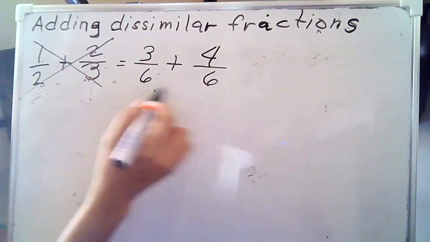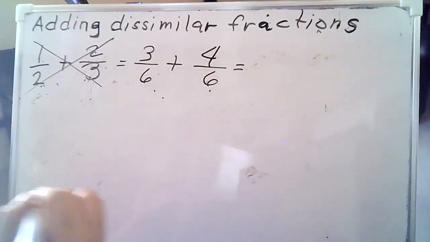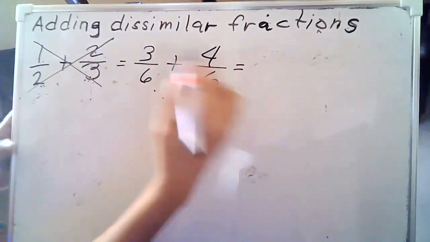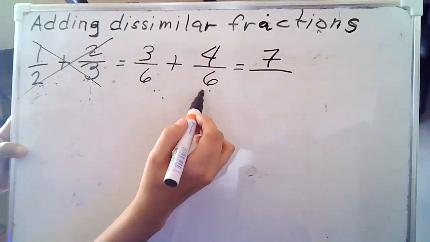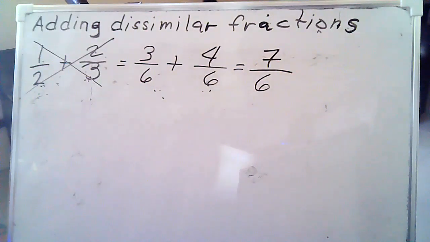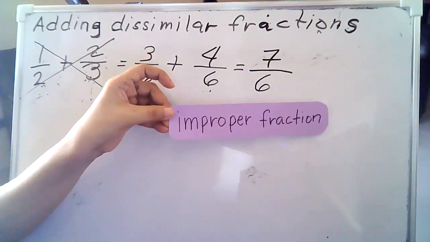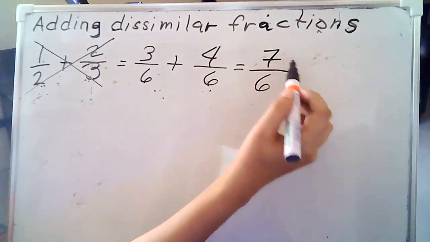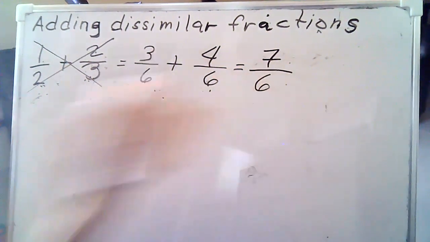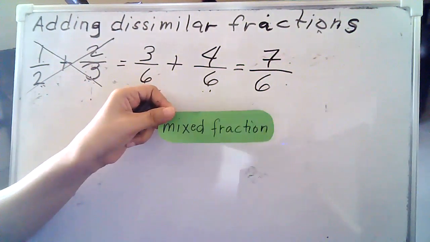Now, since they have the same denominator, you can now add 3/6 plus 4/6. So 3 plus 4 is 7, and then just copy the common denominator. So the answer is 7/6. Now, since 7/6 is an improper fraction, it is improper kasi mas malaki yung numerator kaysa sa denominator. So what are we going to do next is to change this into mixed fraction.